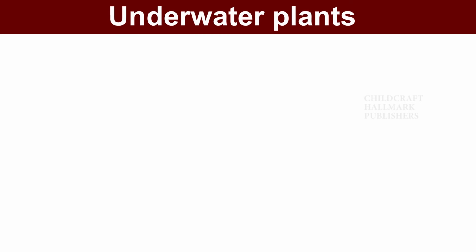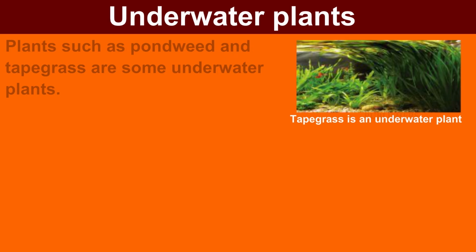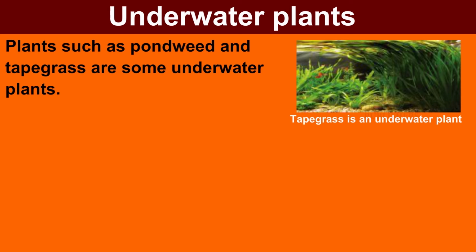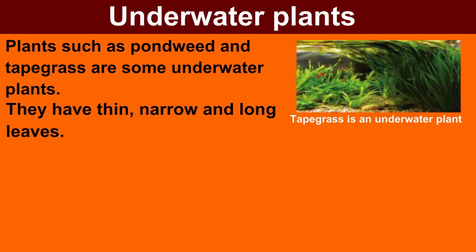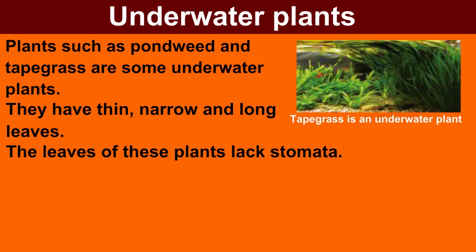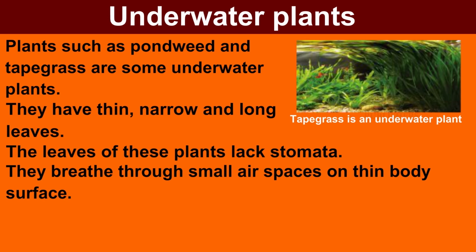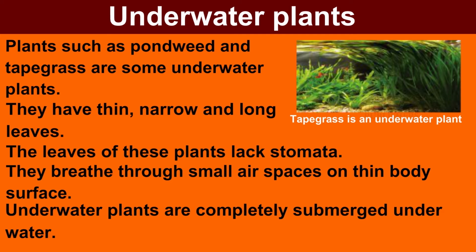Underwater plants. Plants such as pondweed and tape grass are some underwater plants. They have thin, narrow, and long leaves. The leaves of these plants lack stomata. They breathe through small air spaces on thin body surface. Underwater plants are completely submerged underwater.